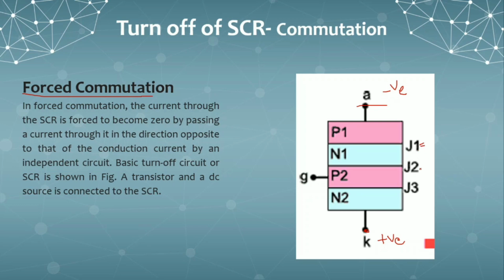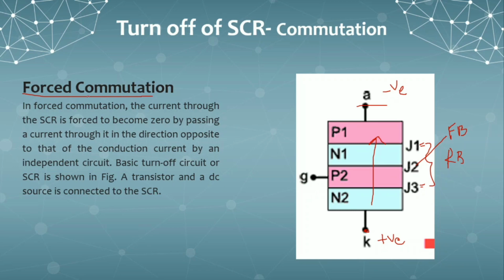In reverse bias, junction 1 and junction 3 are both reverse biased, and junction 2 alone will be forward biased. Because two junctions are reverse biased and one junction is forward biased, there exists a process called extraction of charge carriers, and because of this, there will be a reverse current flowing in the device that turns off the SCR.